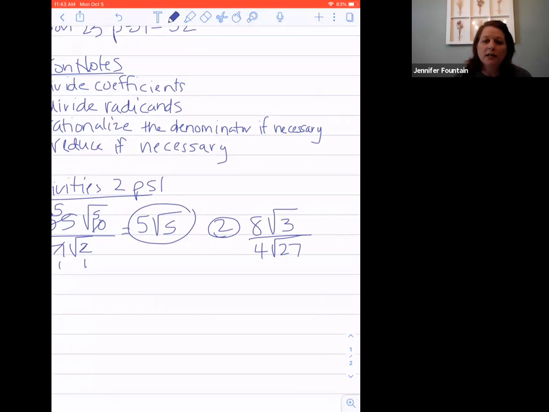Look at step 1, and I want you to do step 1. I have an 8 and a 4 as my coefficients. What are they both divisible by? Good, 4. 4 divided by 4 is 1. 8 divided by 4 is 2. Go ahead and do step 2. Simplify your radicals.